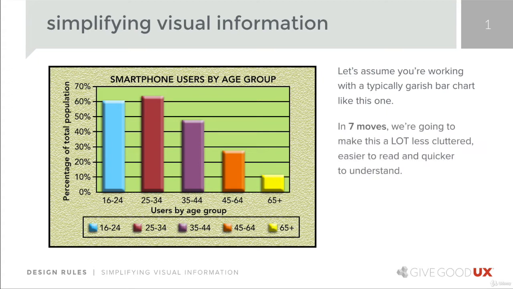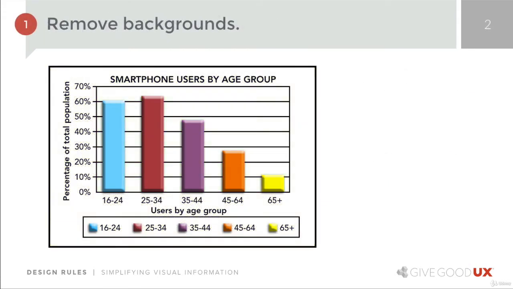So in 7 moves, I'm going to show you how to make this a lot less cluttered, easier to read, and quicker to understand. Ready? Let's go. First and foremost, remove all backgrounds. There's no reason for that goofy tiled whatever it is back there to be there. It's just noise. It's unnecessary.